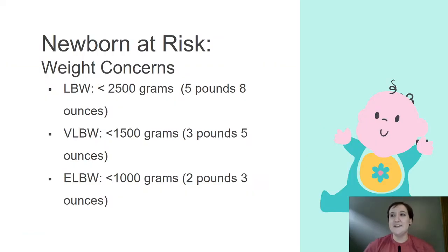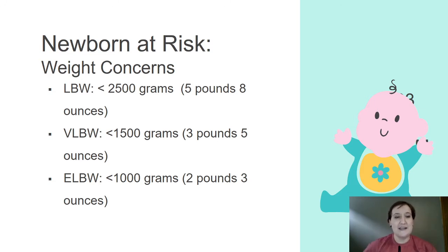Alright, so first of all, let's talk about weight concerns. Low birth weight is anything less than 2,500 grams or 5 pounds 8 ounces. Very low birth weight is less than 3 pounds 5 ounces or 1,500 grams. And extremely low birth weight is less than 1,000 grams.